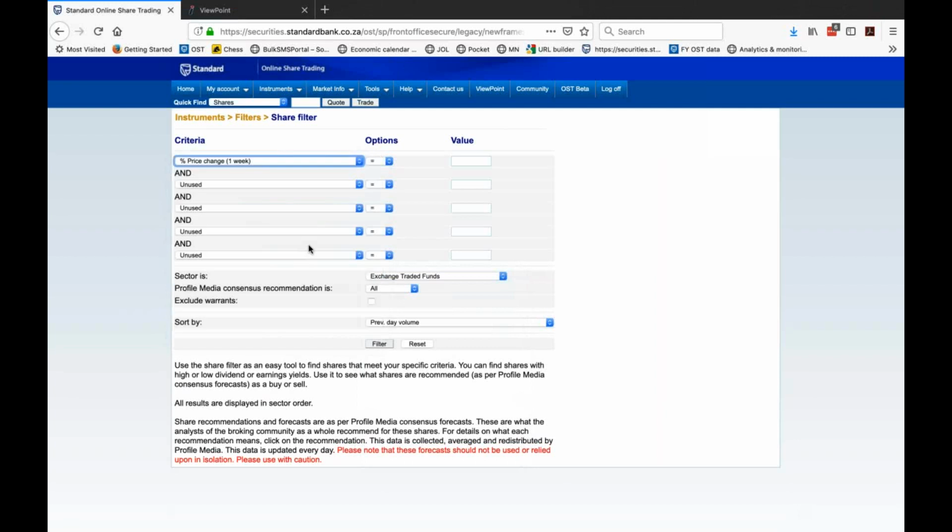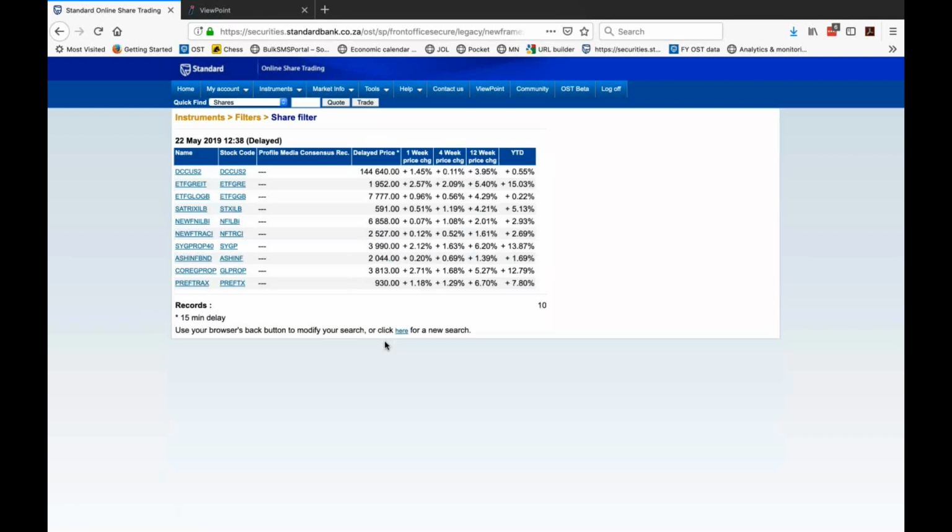So we're looking for stocks that in 1 week are up more than zero, and 4 weeks are up more than zero. These are stocks, of course, these are ETFs. 12 weeks are up more than zero. And lastly, year to date is up more than zero. I have no idea how many I'm going to find, but oh goodness, 10. What it tells me with these 10 is that they have consistently been moving higher. Now, not by a lot.